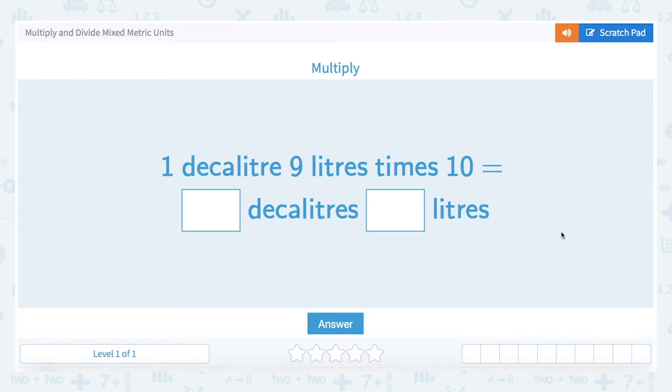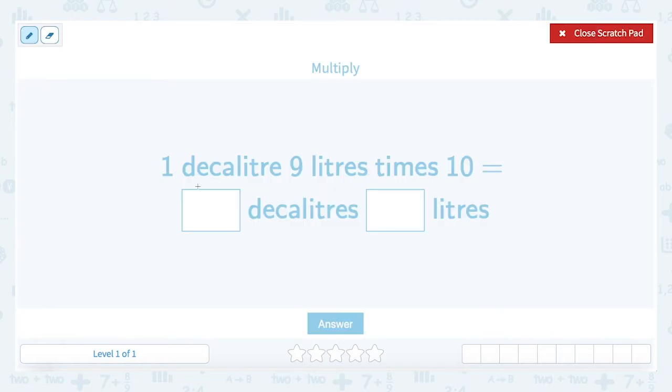In this lesson, we're going to multiply and divide mixed metric units. What we mean by mixed metric units are units of measurement that are made up of more than one metric unit. So in this case, we have something that has a volume of 1 decaliter and then an additional 9 liters. And we're going to multiply that whole thing by 10. So in order to do that, we take each part and multiply it by 10.